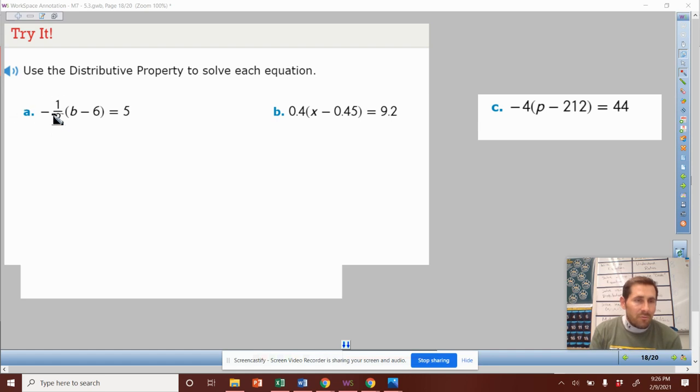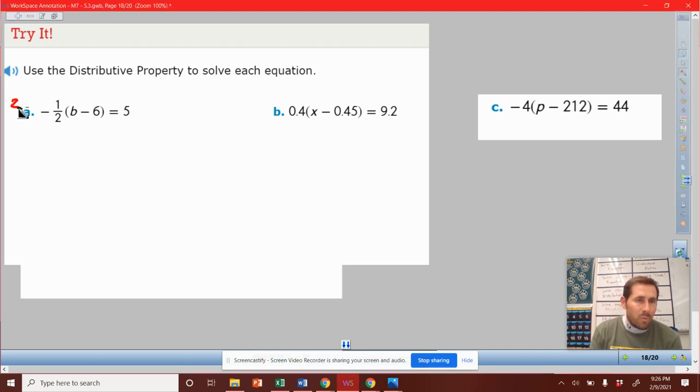So the reciprocal of 1/2 is 2/1. So I'm multiplying, really, 2/1 is -2, right? So on this side, I'm multiplying by -2, same thing. That gets rid of the fraction and gives me b minus 6 equals 5 times -2, which is -10. So to get b by itself, I'm going to add 6 here and add 6 here.